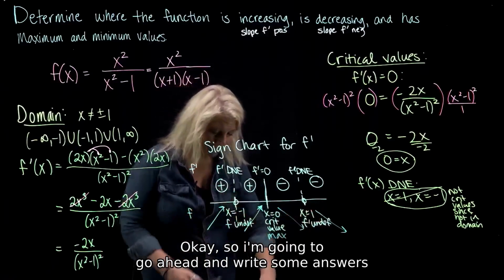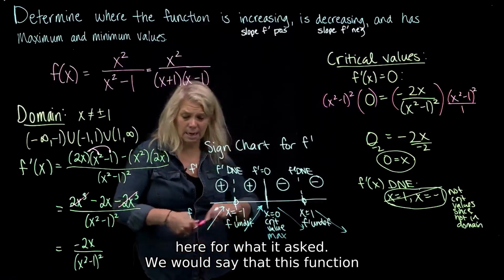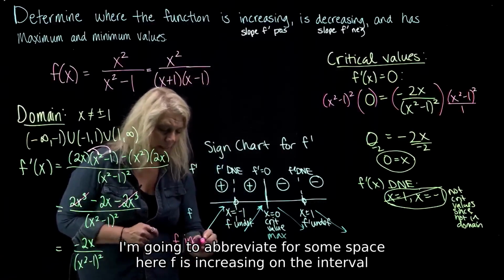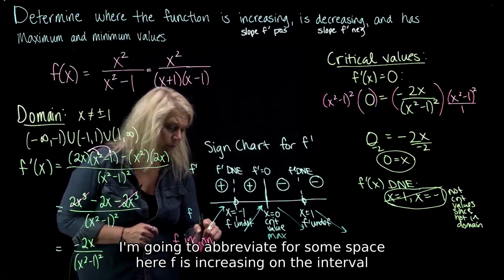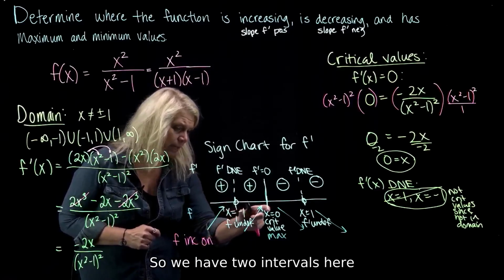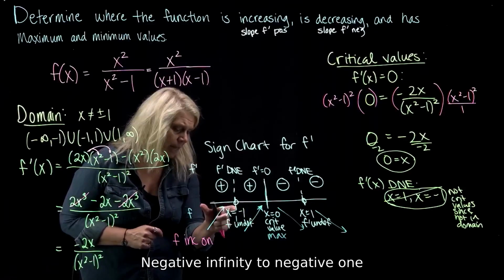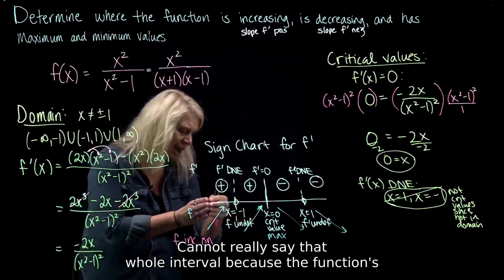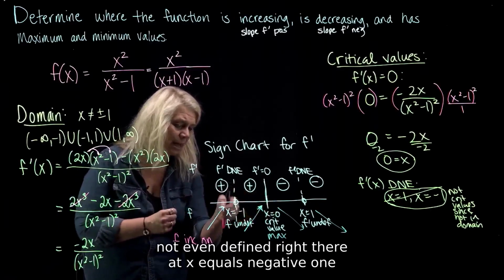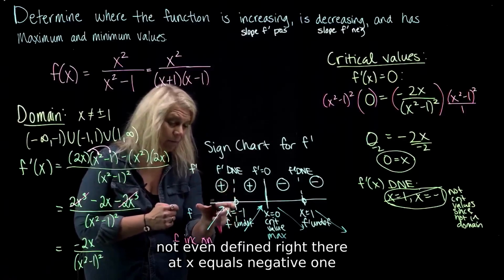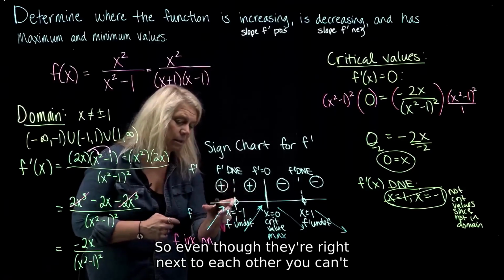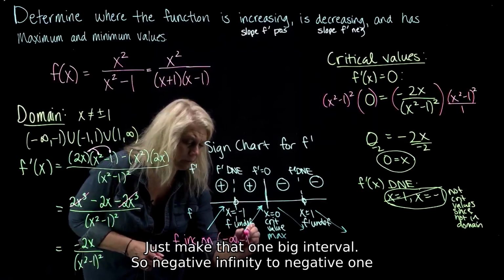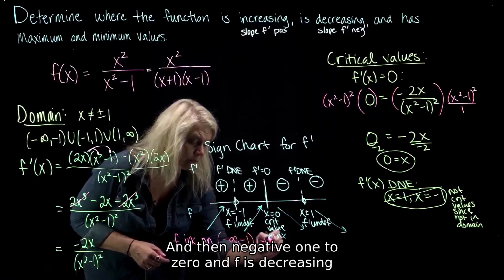Okay, so I'm going to go ahead and write some answers here for what it asked. We would say that this function, I'm going to abbreviate for some space here, f is increasing on the interval. We have two intervals here: negative infinity to negative 1, so where x is less than negative 1, and then negative 1 to 0. Cannot really say that whole interval because the function's not even defined right there at x equals negative 1. So even though they're right next to each other, you can't just make that one big interval. So negative infinity to negative 1, and then negative 1 to 0.